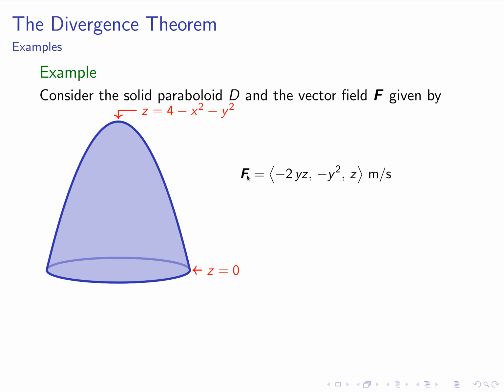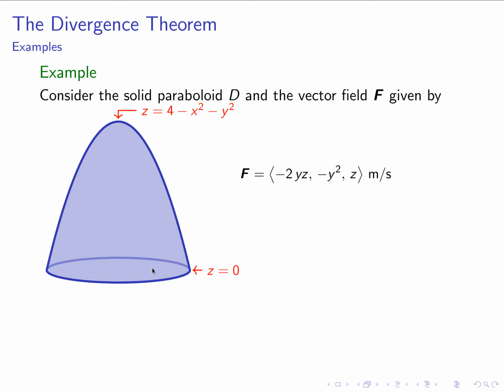The vector field in play is f equals negative 2yz, negative y squared, z. Again, units being velocity units. If we wanted to do a direct flux calculation here, we would have 2 parts of our boundary. We would have the paraboloid, which is described by z equals 4 minus x squared minus y squared. And then we would have this bottom disk part of our 3-dimensional solid.